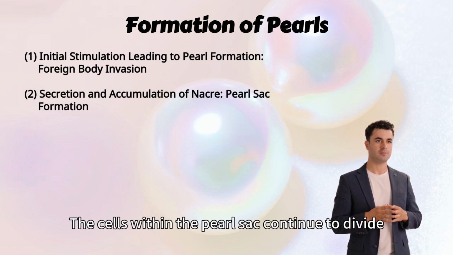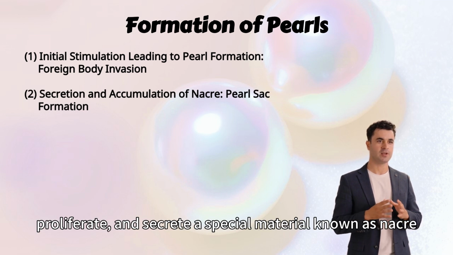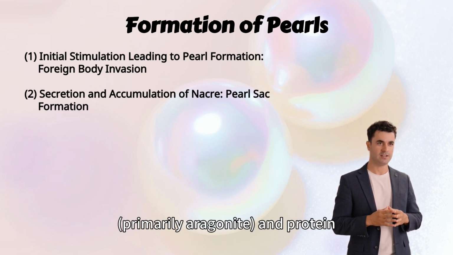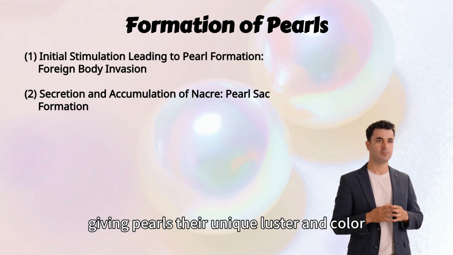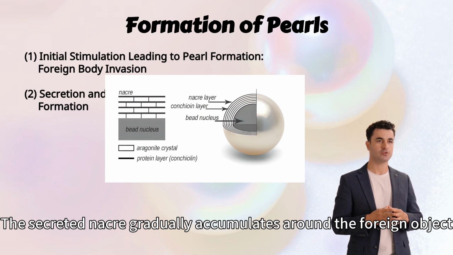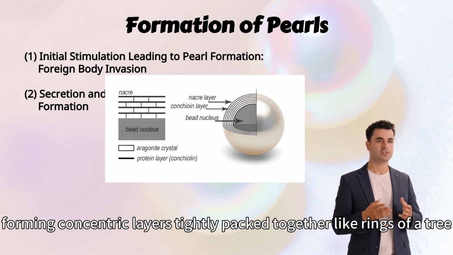The cells within the pearl sac continue to divide, proliferate, and secrete a special material known as nacre. Nacre is composed of calcium carbonate, primarily aragonite, and protein, giving pearls their unique luster and color. The secreted nacre gradually accumulates around the foreign object, forming concentric layers tightly packed together like rings of a tree.